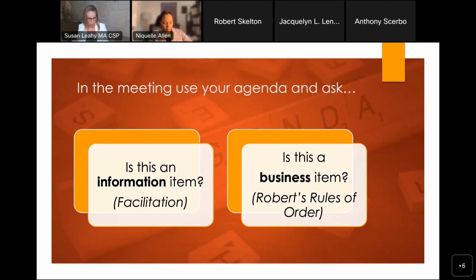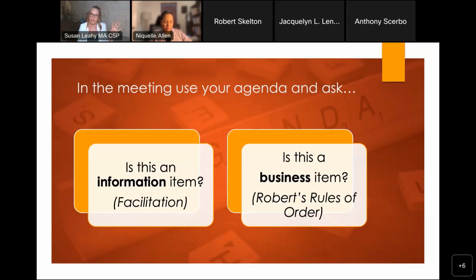When people say to me, oh, well, Susan, we use Robert's Rules of Order to run our meetings, I always want to correct them, and I want to say, well, you only use Robert's Rules of Order to handle the business of your meetings. You do not use Robert's Rules of Order to handle information. When you're having to vote on something, make a motion, take a vote, and record that into your minutes. That's the business of your meetings.